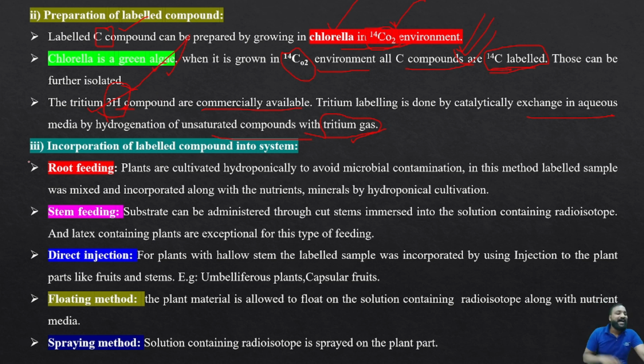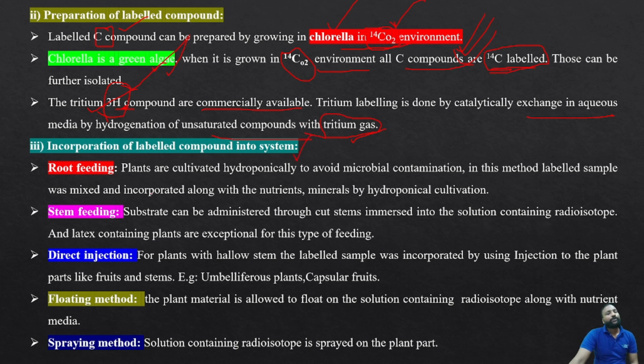Okay, yes. Next one is incorporation of a labeled compound into the system. First we have selected the isotope, then we have prepared the labeled compound, and then it is ready. So we need to feed it into the life cycle, or feed it into the plant. For that reason we have incorporation of labeled compound into the system.